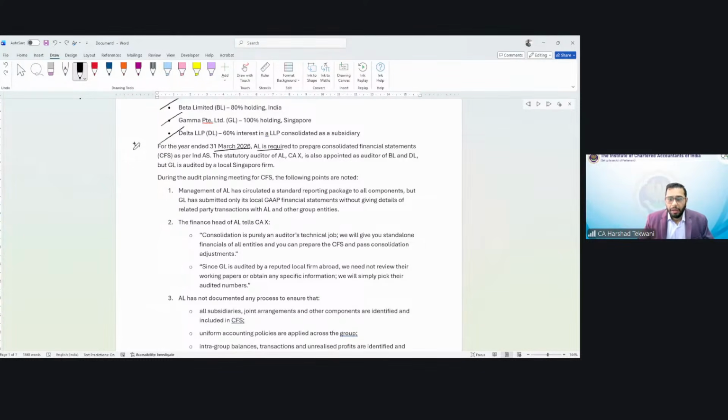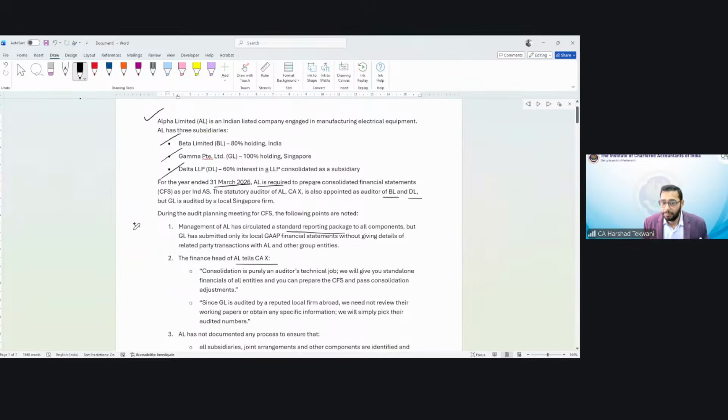There is some additional information with respect to the CFS which is given in the question. Number one, management of AL has circulated standard reporting packages to all components. Then you can see that the finance head of AL tells CAX, who is the statutory auditor of AL. It is also the statutory auditor of BL and DL, but not GL. It's a statutory auditor of AL, of BL and DL, but GL is audited by another local firm.